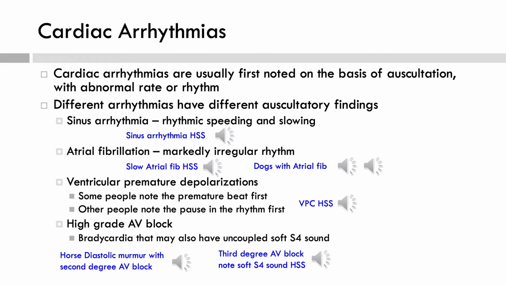The next one we'll listen to is atrial fibrillation. So we have two recordings from dogs. This second dog that we're going to play next also has atrial fibrillation. Both of these dogs also have a faint gallop, but note the marked irregularity of the heart rhythm.